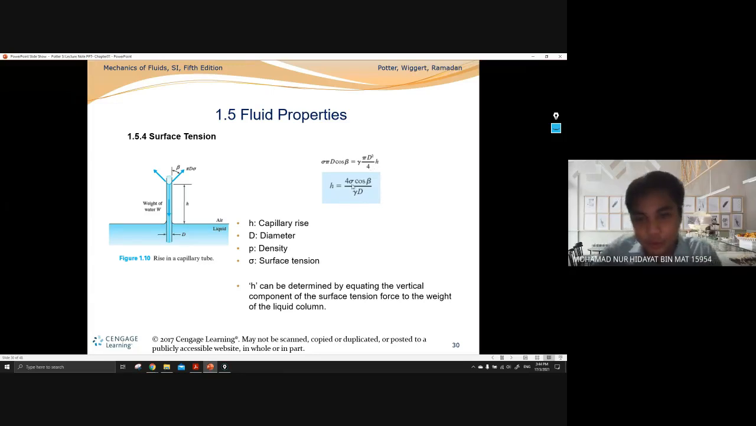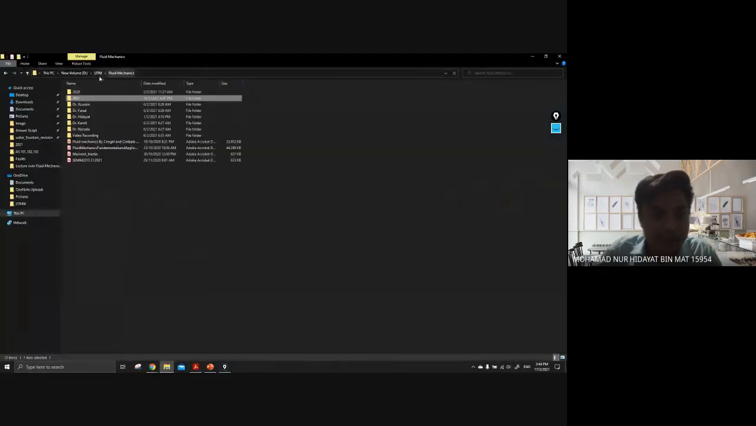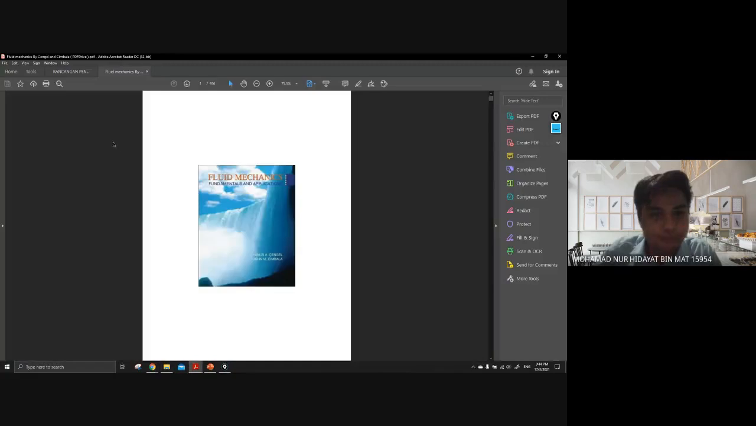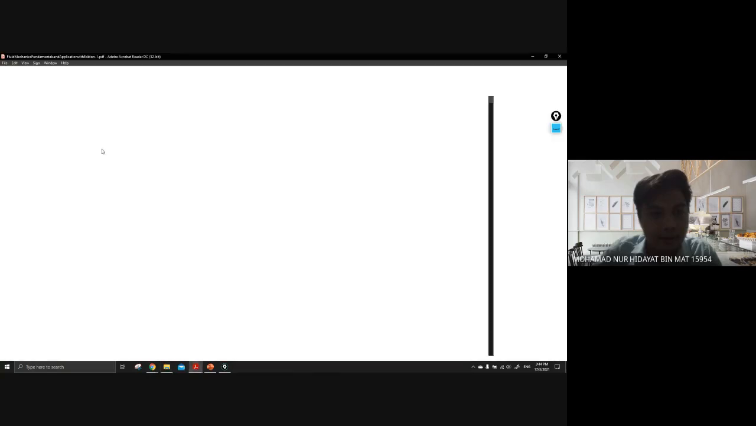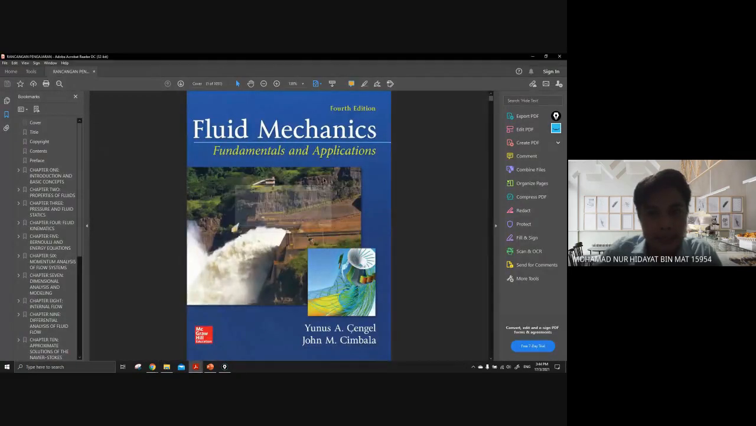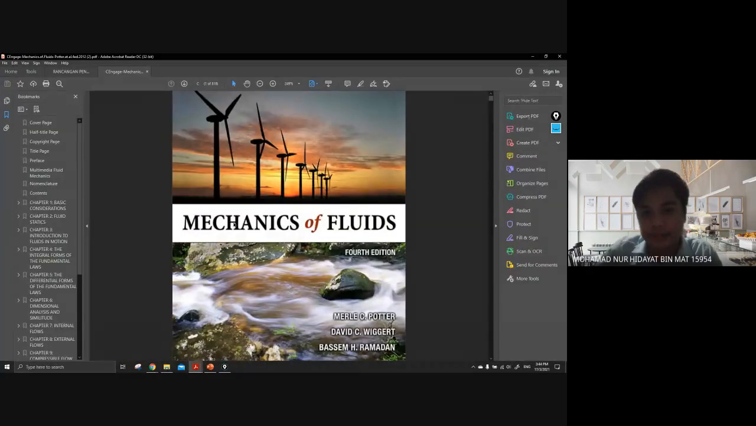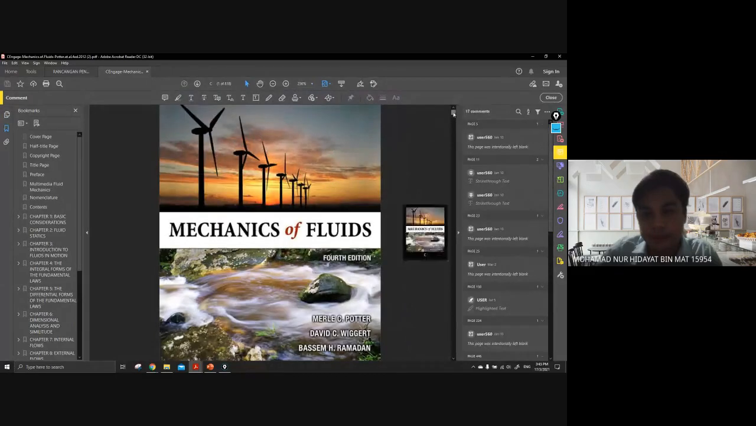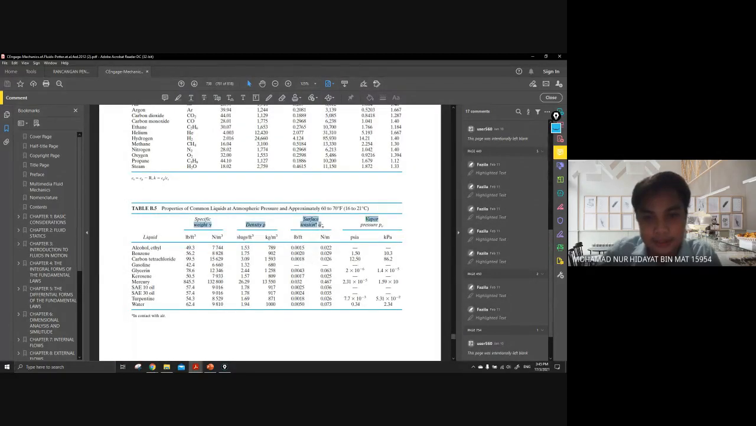Basically, in order to get the surface tension, you can refer to the appendix section, table B1, of the reference textbook, Mechanics of Fluids. I believe I sent you the textbook. You look at the appendix section, you will notice that we have the surface tension. Can you see here?